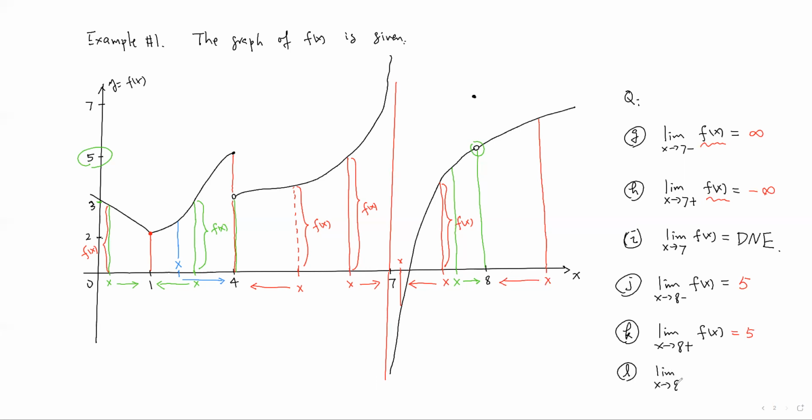X approaches A, can be from the left or from the right. So this is a both-sided limit. From this diagram, no matter how X approaches A, the function value, the height of the graph, always approaches the height of this open dot. The height of the open dot is 5. So the limit is 5.